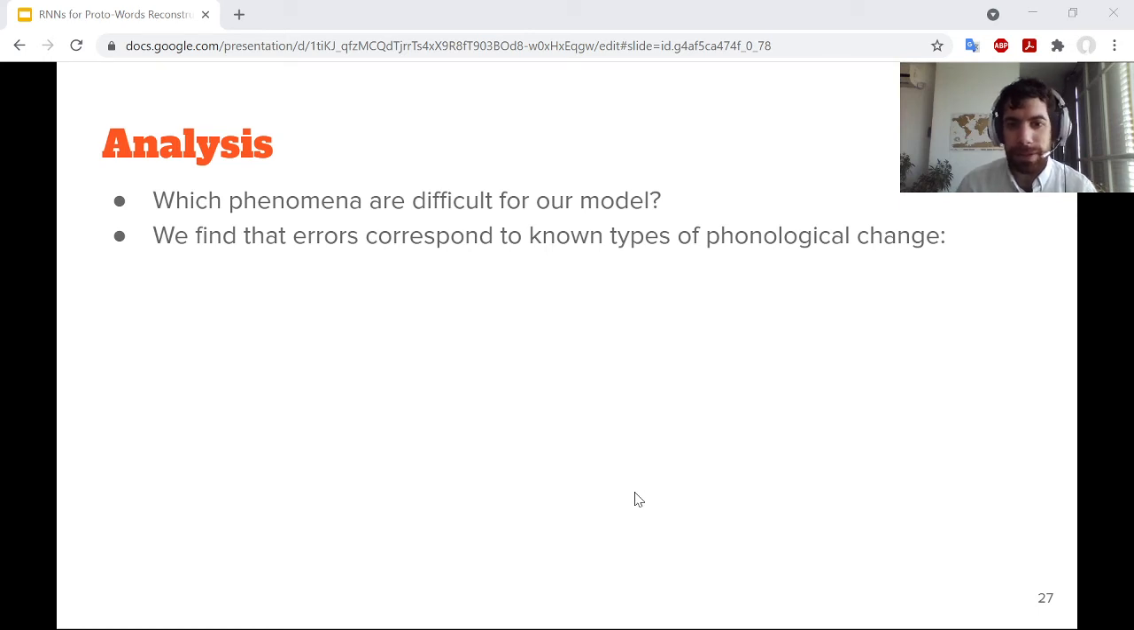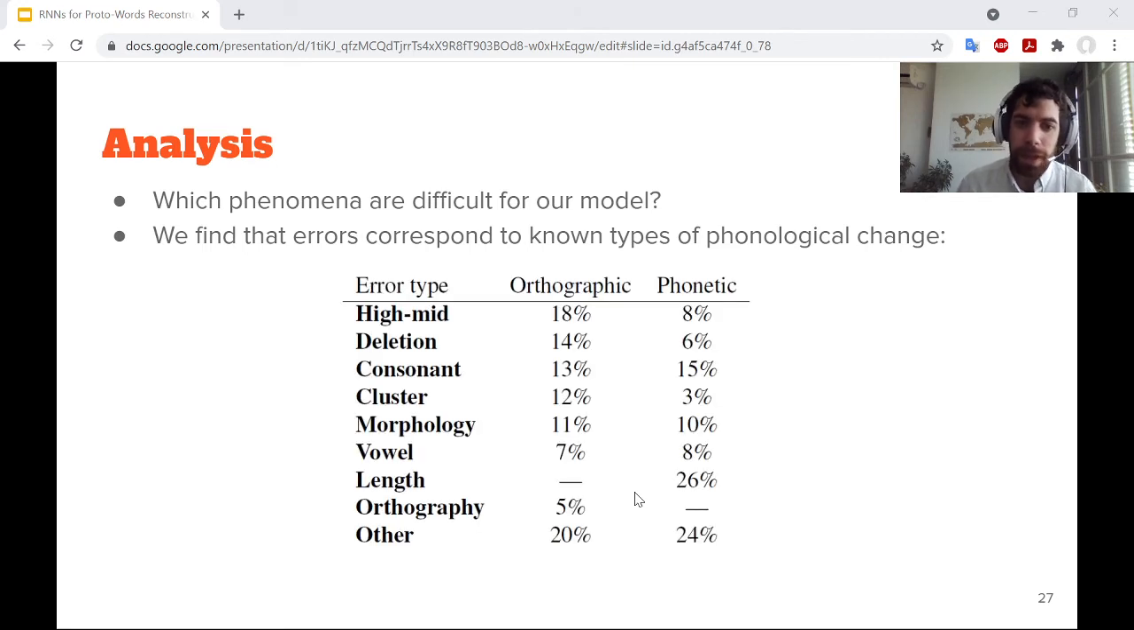Inspecting the model's reconstructions, we observed that the errors were not arbitrary, but rather fall into several well-defined error categories that are reflected in different sound change processes. By inspecting the number of errors from each category, we can assess which categories are more difficult for the model. Here we list all the categories, and we are going to discuss some of them now.